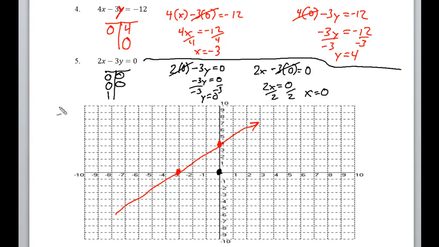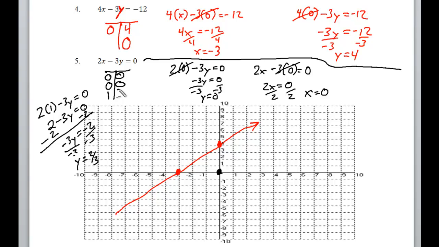So here we go. I'm going to go 2 times 1 minus 3y equals 0. So 2 times 1 is 2, minus 3y equals 0. I'm going to subtract the 2 from both sides to get y all by itself. So negative 3y is equal to negative 2. Divide both sides by negative 3. And now I have y is equal to, at that one location, positive 2/3. Because negative 2 divided by negative 3 is positive 2/3.